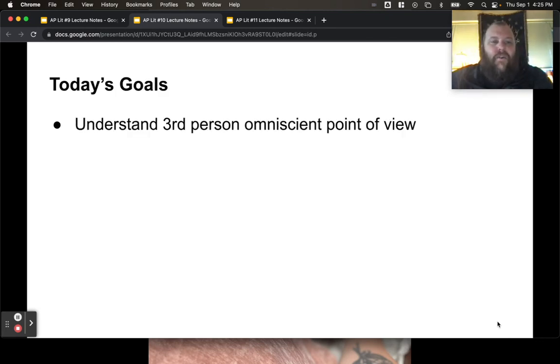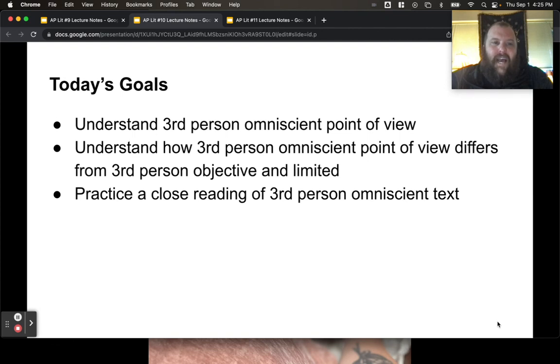All right. So today's goals, just to review them one last time, we wanted to understand third person omniscient. So ask yourself in your head right now, do I understand third person omniscient? I hope so. Do you understand how third person omniscient point of view differs from third person objective and limited? I will say, even as I'm saying that and I'm teaching, it makes sense in my head, but sometimes I don't know if the way I'm describing it is making sense. So review those ideas if you're a bit shaky on those, and obviously email me if you have questions. And we wanted to practice a close reading of third person omniscient.